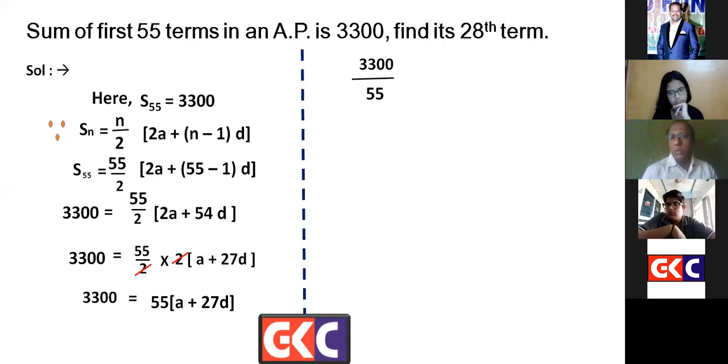And what is this equal to? A plus 27D. Is that thing clear? Now 33,300 upon 55 can simplify. Okay, so we are getting directly the answer as 60.